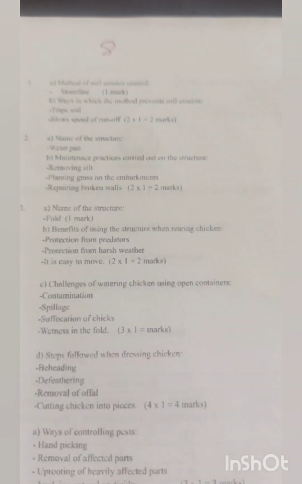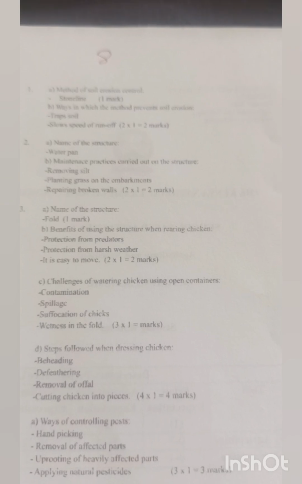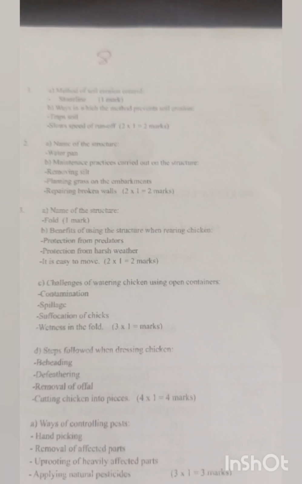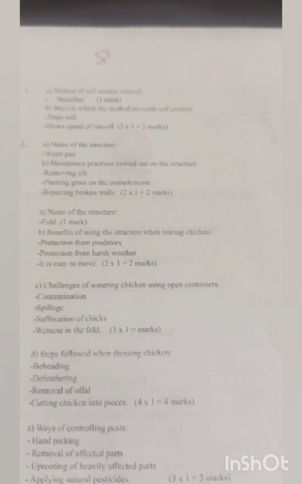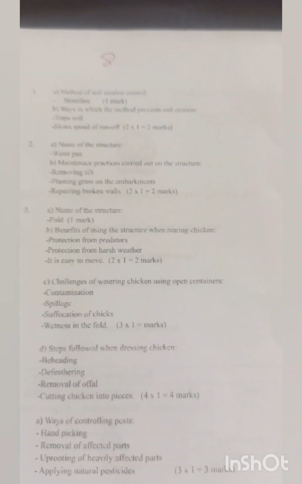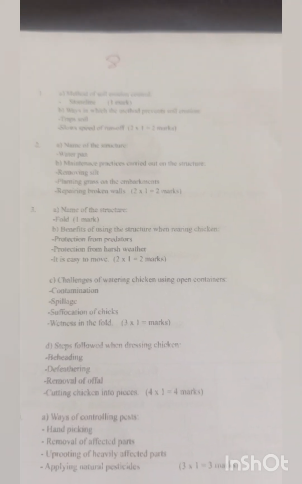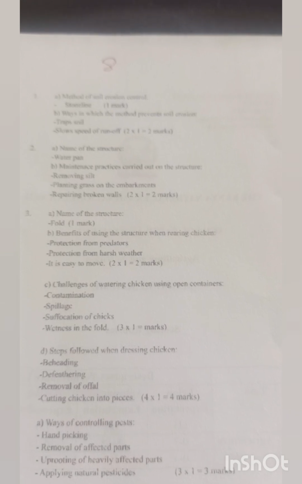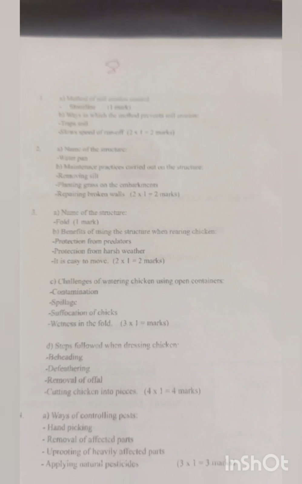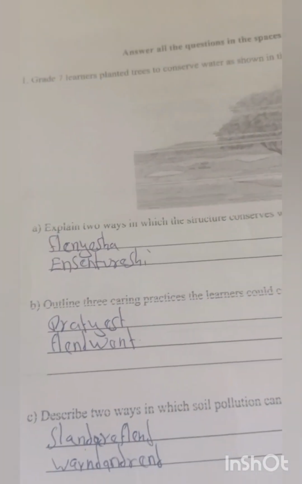So for the first answer, method of conserving, maybe the answers expected are the methods. First of all, is what we call a stone line, in which the methods to prevent the soil, that is, they trap the soil and they slow the speed of water. Those are the 2 expected answers. And name of the structure in B is water pan. And then the maintenance practice carried out on the structure is removing silt, planting grass on the embankment areas, and then repairing. So let's look at one of my learners and the answers this learner was able to give me.